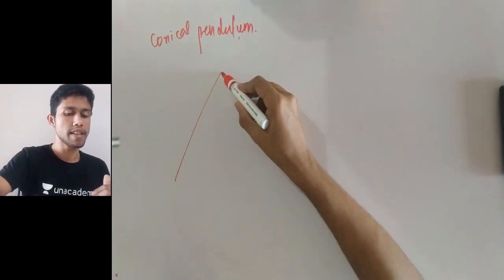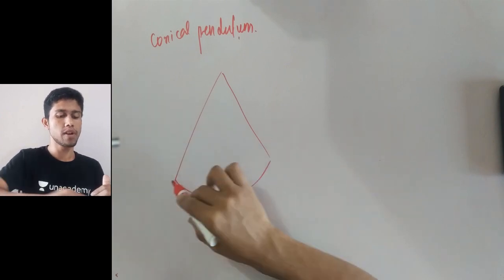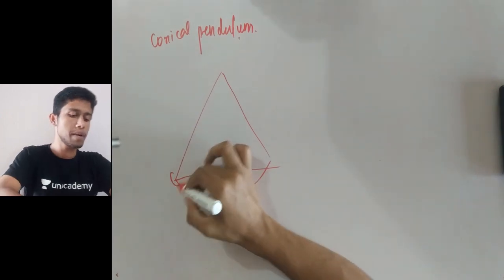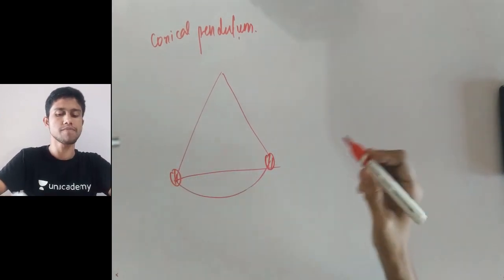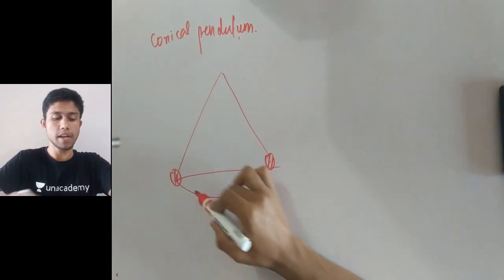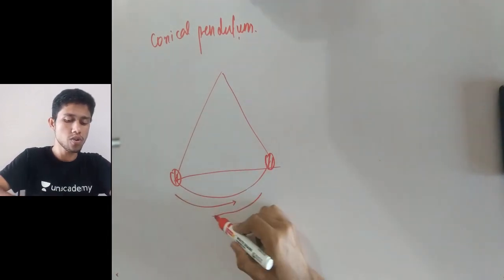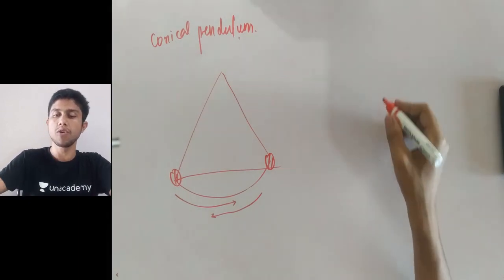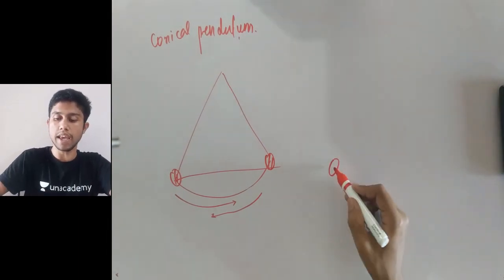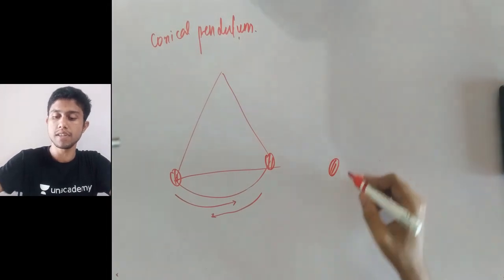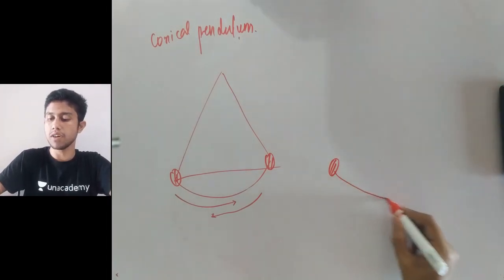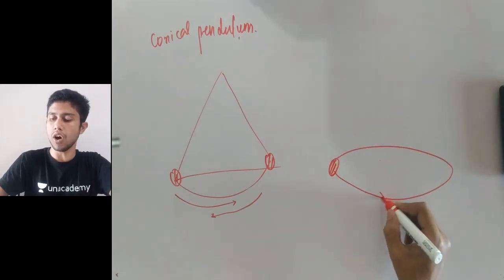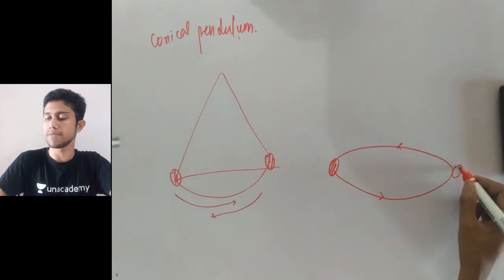Like when this is a simple pendulum, it performs a to and fro motion, but this pendulum is not going to go in a to and fro motion. This will go in a circular motion. Like if this is a ball, then this will be allowed to rotate or move in a circular manner.